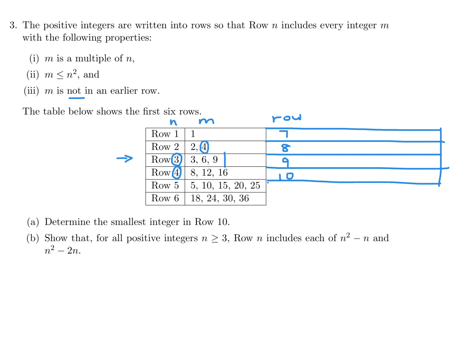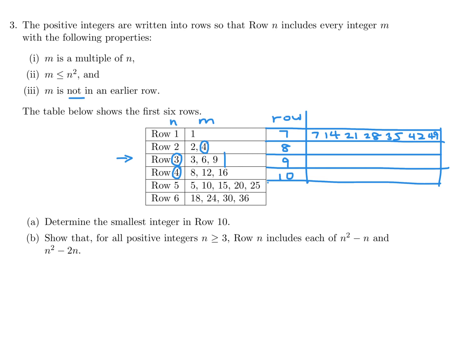So if it's in an earlier row, you don't include it. So that's basically the rules, and let's see if we can fill these in. For 7, I'm just going to put in all the multiples, and then I'm going to see if I can get rid of any that are in a previous row. Are any of these in a previous row? I don't think so. I don't see any.